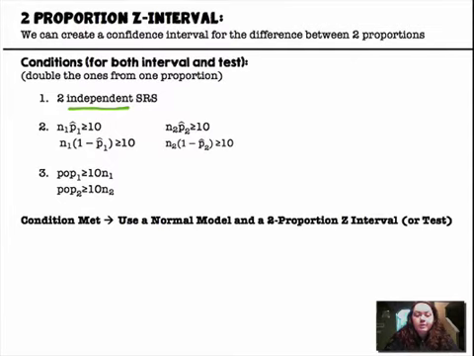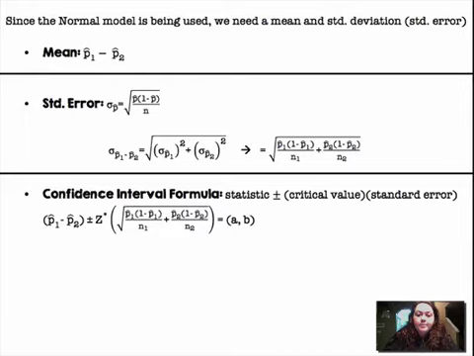Once our conditions are met, we say conditions met, use a normal model, and we're going to do a two-proportion z-interval or a two-proportion z-test. Since the normal model is being used, we need a mean and a standard deviation, or standard error if we're using p hats. So the mean is p hat 1 minus p hat 2, it's the difference.